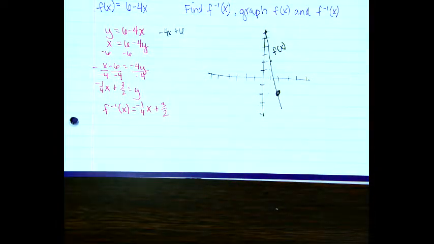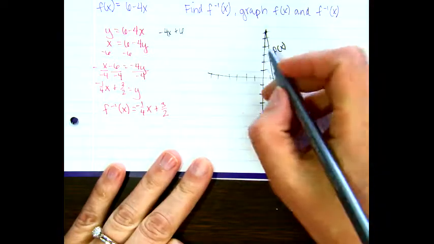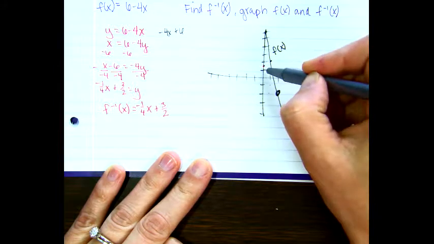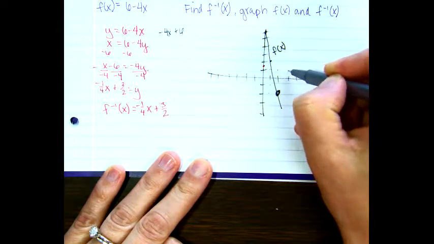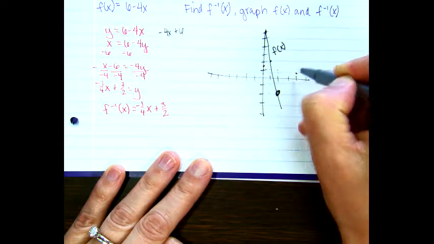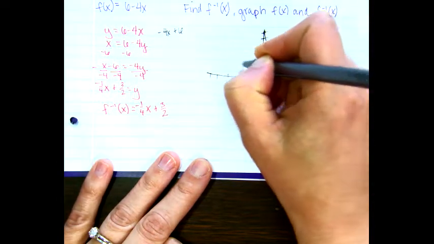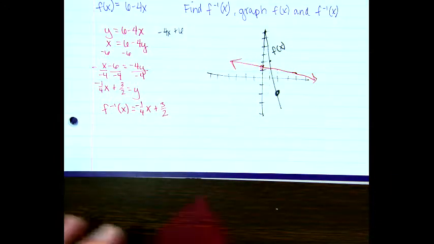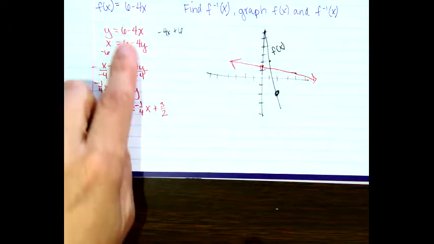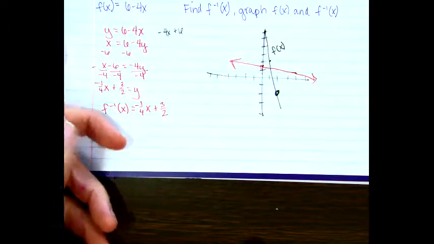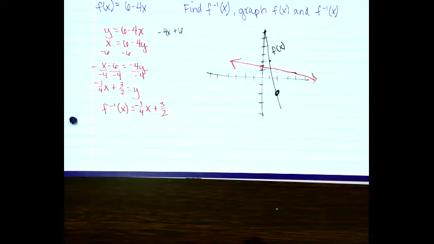And then I'm going to graph my inverse. It's going to start at 3/2. I'm going to go down 1 over 1, 2, 3, 4. So it's going to look something like that. And that is my graph and its inverse. So again, I wrote it as y equals, switched the x and y, and solved for y. And that was how I came up with the inverse for my function.